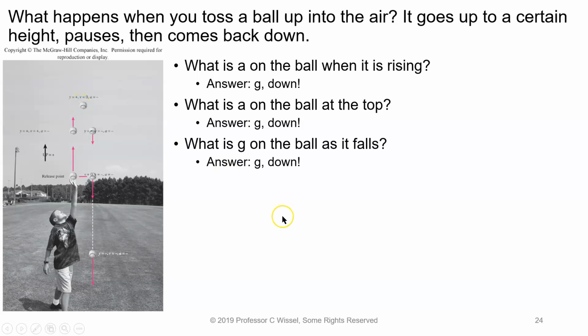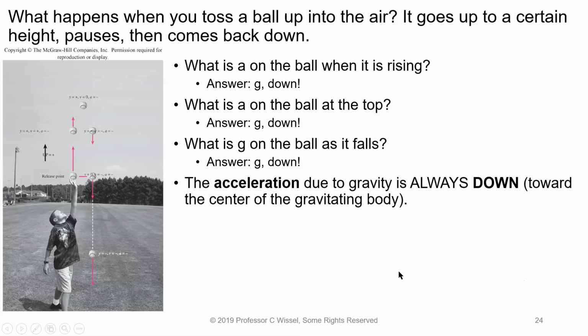What's g on the ball as it falls? Most people don't have any trouble with that one. It's g down. So the whole free flight, this is called free flight, the whole free flight is g down. The acceleration is down toward the center of the gravitating body. Always down toward the center of the gravitating body. Don't forget that.